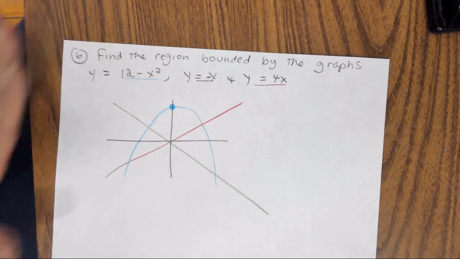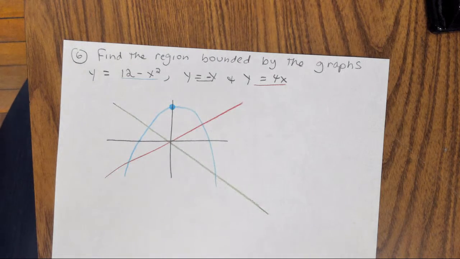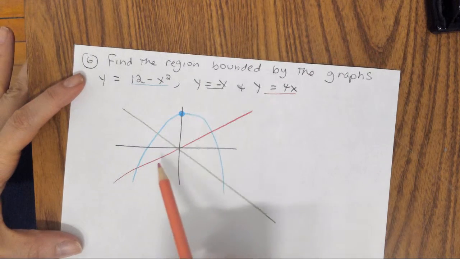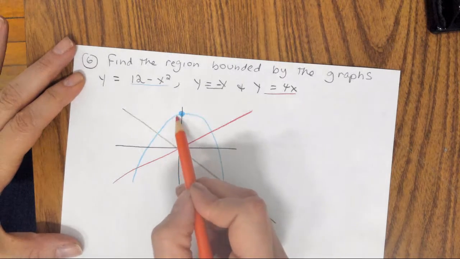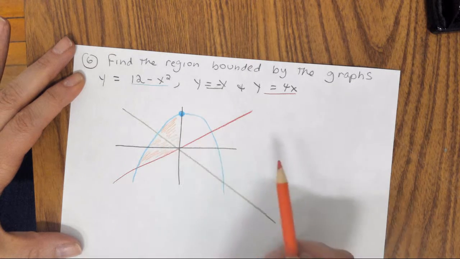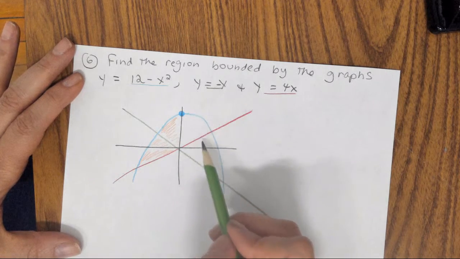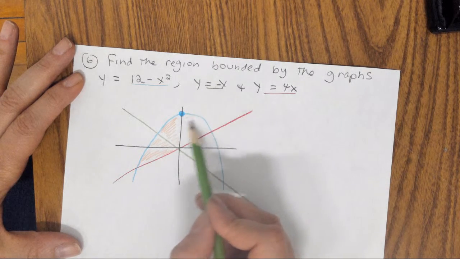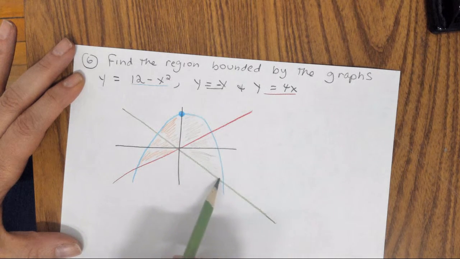So now I need to find the region that is created by all 3 of these graphs. So let's identify this region. So all 3 graphs, well, 1, 2, 3. So this area, this area, this area. So this is an area here, here, and here. All this area on one side, and I'll use green for the other side. All these 3, 1, 2, this is all bounded here.